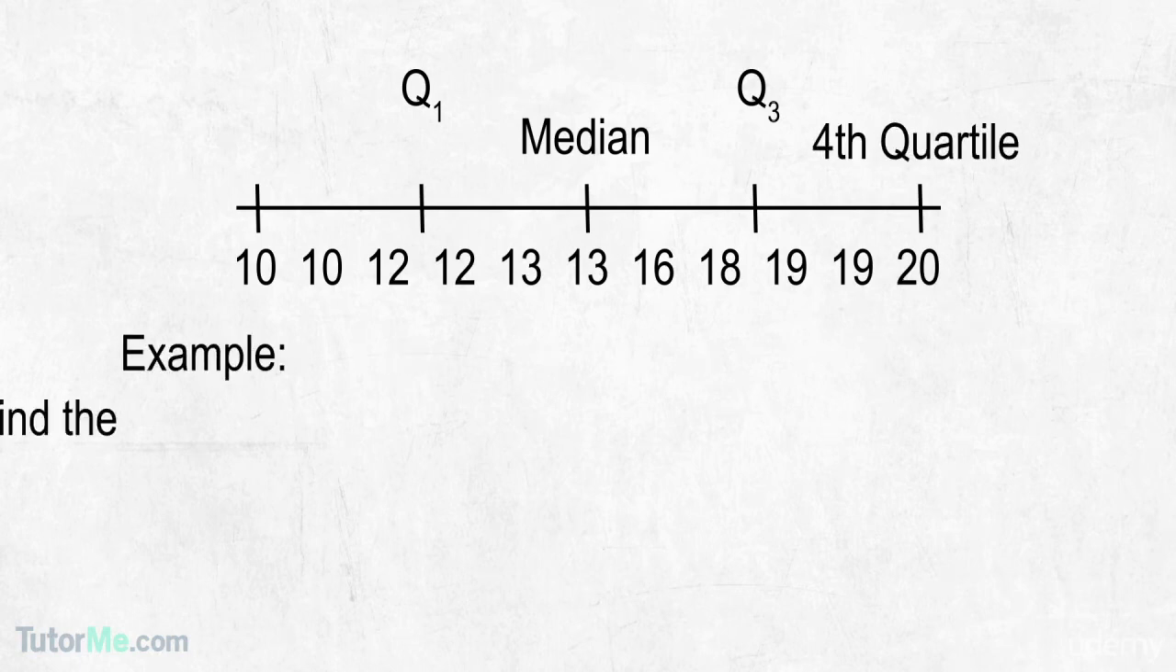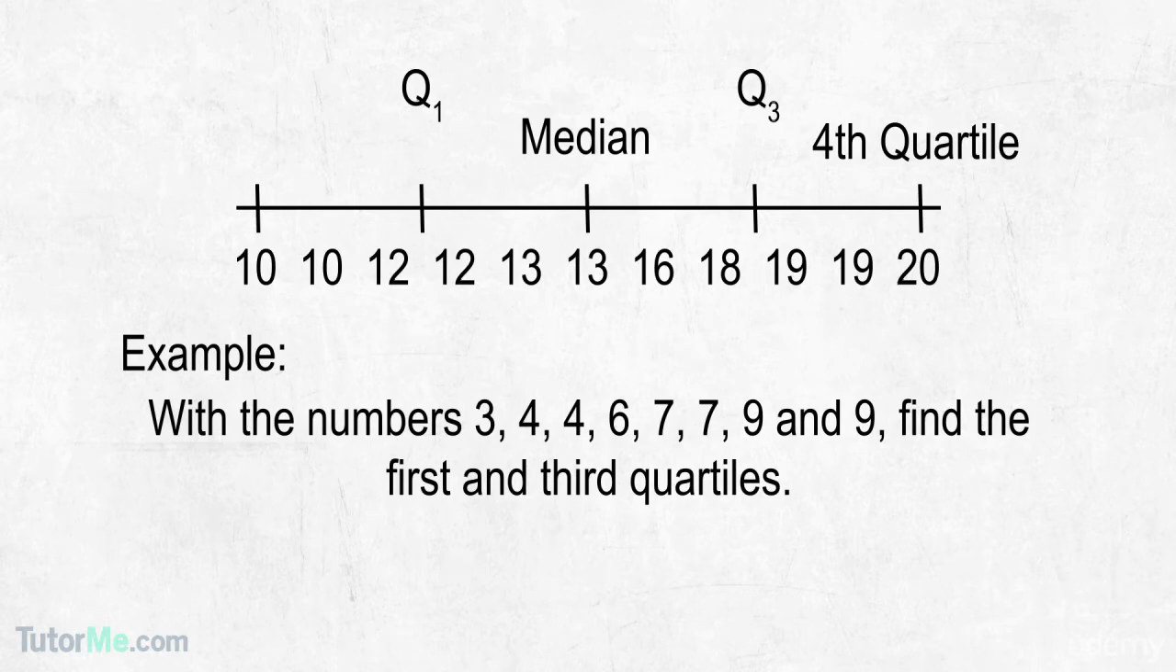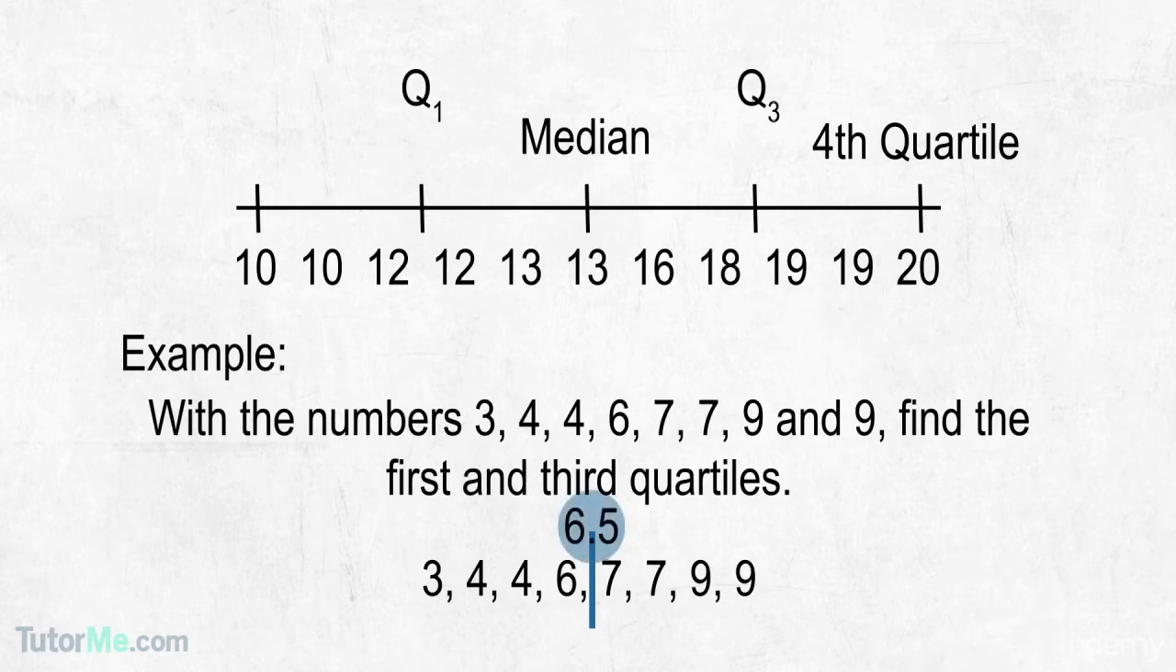Here's an example. With the numbers 3, 4, 4, 6, 7, 7, 9, and 9, find the first and third quartiles. With these numbers, the median is between 6 and 7, so the median will be 6.5. We can find the first quartile by using the lower half of the numbers, and it would be in between 4 and 4, which is 4. That's our first quartile. The third quartile would be on the other end of the median, so it would be between 7 and 9, so 8.